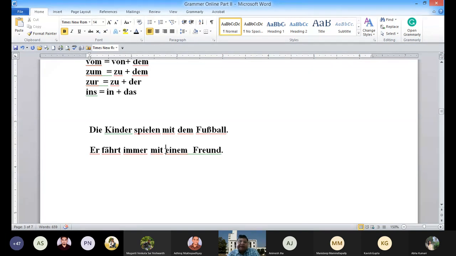Is anybody having any kind of query, question, or doubt related to this preposition? Because one question will be based on these prepositions in your test number 2. So if you are having any doubt, please ask.